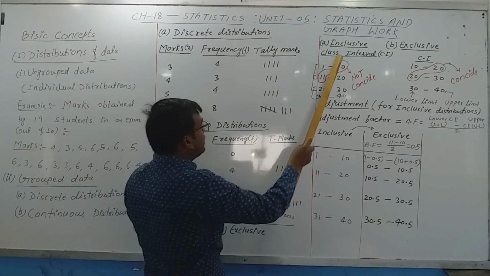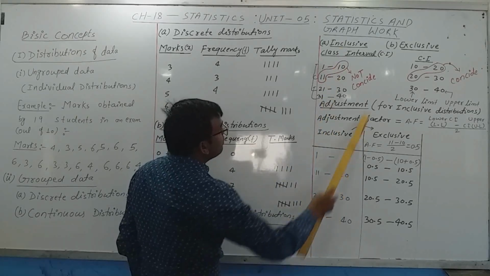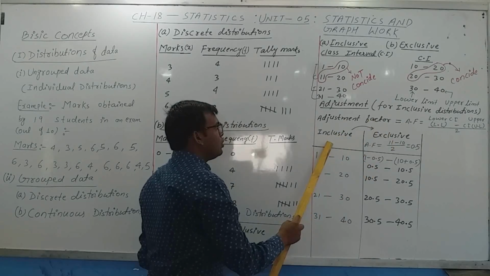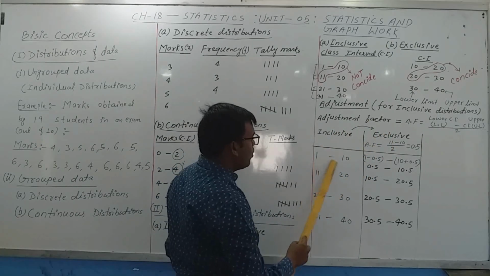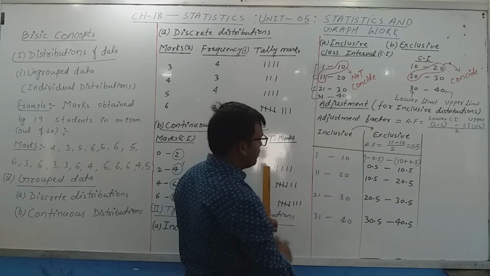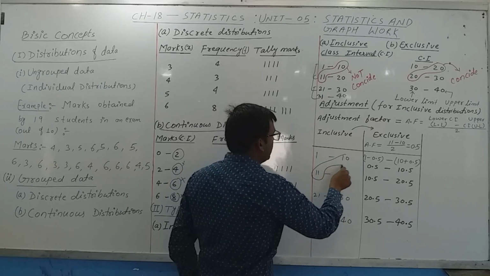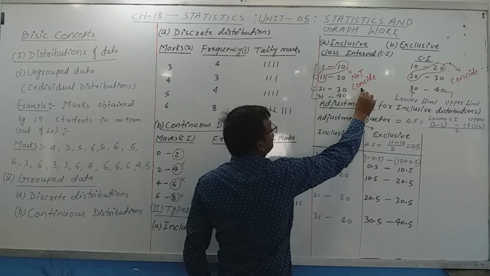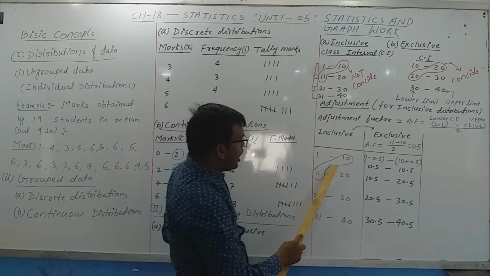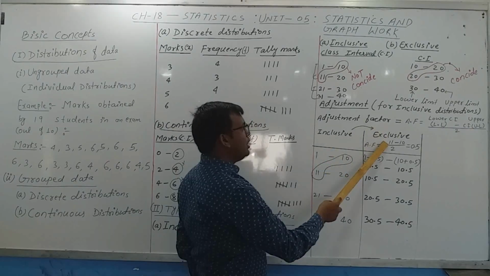So I have considered this column as inclusive and this column as exclusive. That means I have converted from inclusive to exclusive. See here, 1 to 10, 11 to 20, that means here it is 10 to 11. That means there is a gap. They do not coincide. So this is an inclusive distribution.